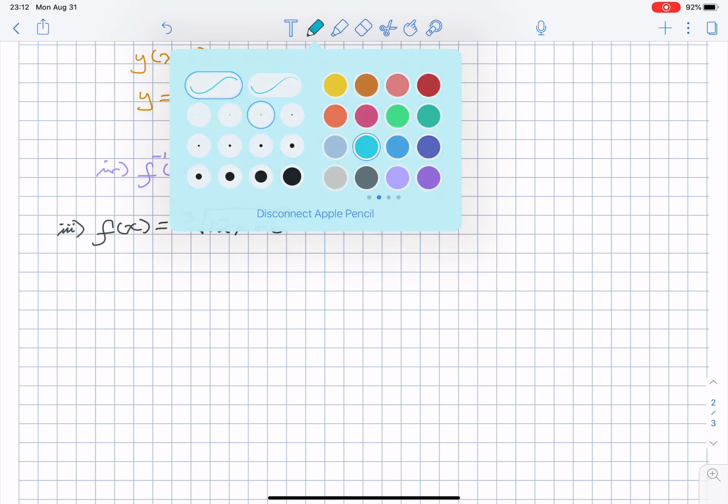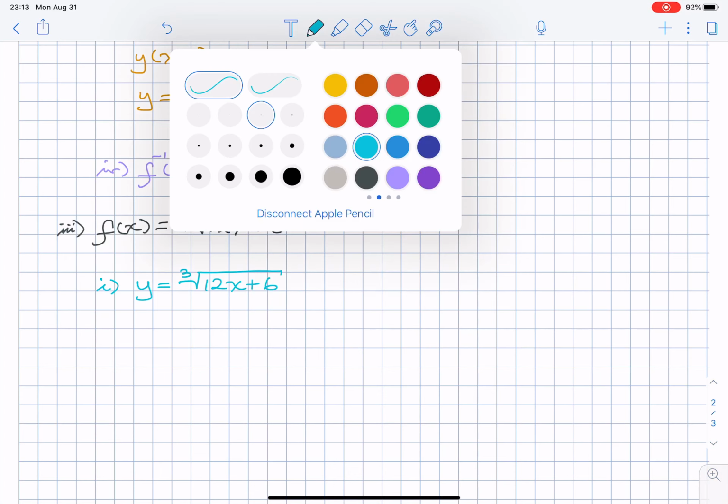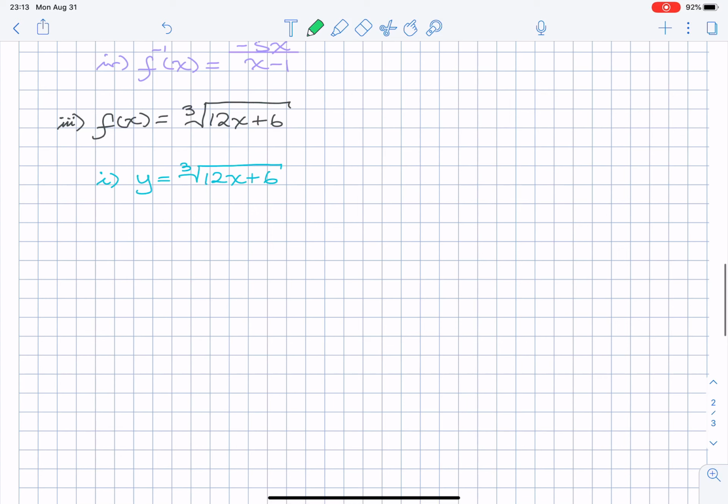Okay. So step 1. We let y be equal to the cubed root of 12x plus 6. That is, we're replacing f of x with y. Step 2, we're going to swap x and y. So now we get that x is equal to the cubed root of 12y plus 6. In the next step, we're going to isolate or solve for y.